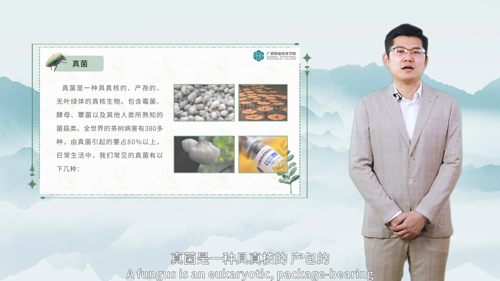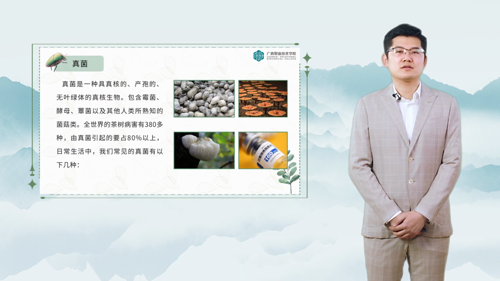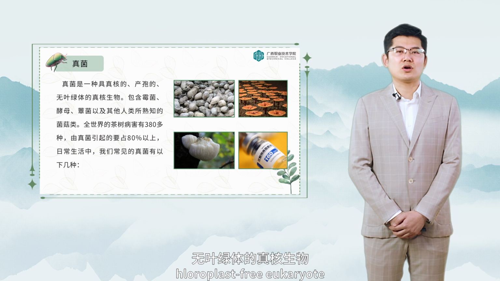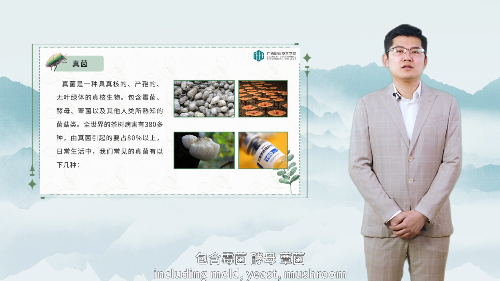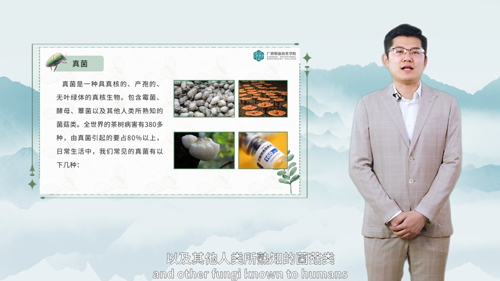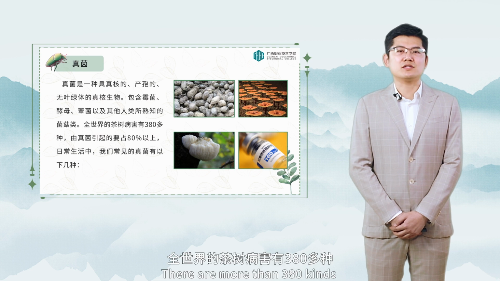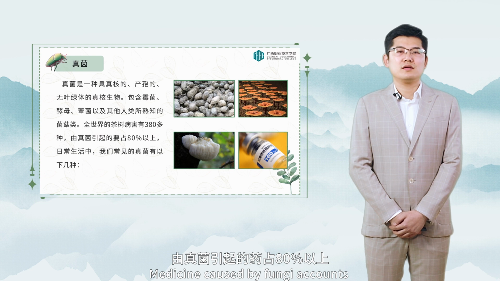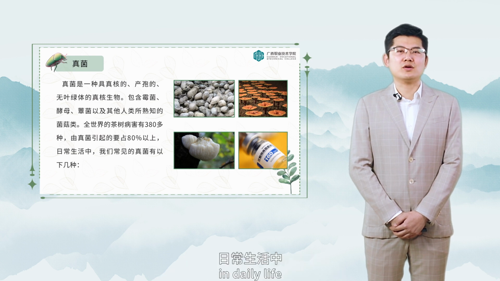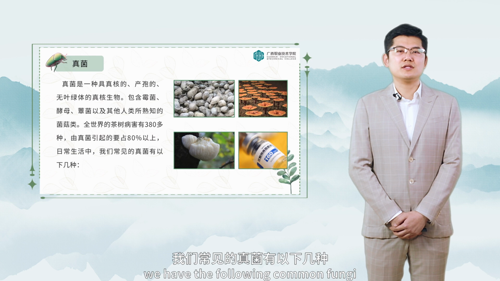A fungus is a eukaryotic, spore-bearing, chloroplast-free organism, including mold, yeast, mushroom, and other fungi known to humans. There are more than 380 kinds of tea plant diseases in the world. Disease caused by fungi accounts for more than 80% in daily life. We have the following common fungi.